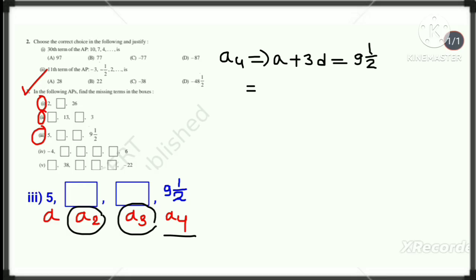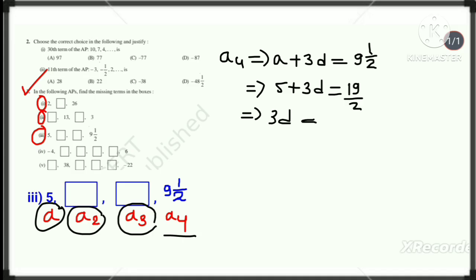Now a equal to 5, plus 3d, and let's simplify this. 2 nines are 18, and 18 and 1, 19. 19 by 2. Again 3d equal to 19 by 2, and this 5 goes to RHS and becomes minus 5.